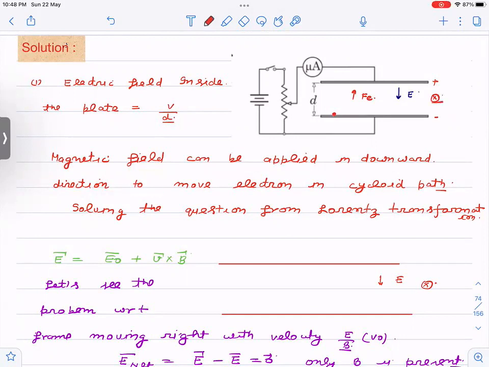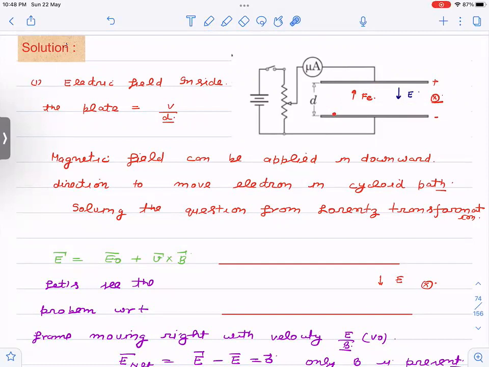If you apply the magnetic field like this, then what happens? The electric field and magnetic field are perpendicular to each other, and the electron is going to move in a cycloid path. The cycloid path is going to be like this, right? You want no current in the micro-ammeter. That means you want this electron to move like this. You want it to just miss the upper plate. Fine. So that condition we are going to use.